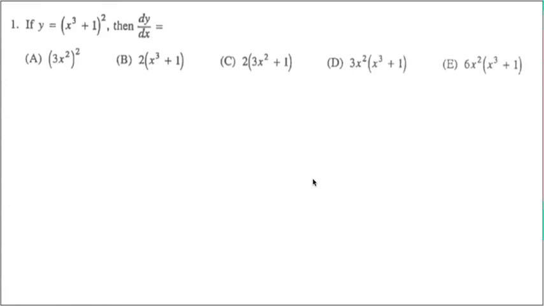Hello, so let us look at these questions together from 2003. Alright, so number one, we want to get the derivative of the given function here.